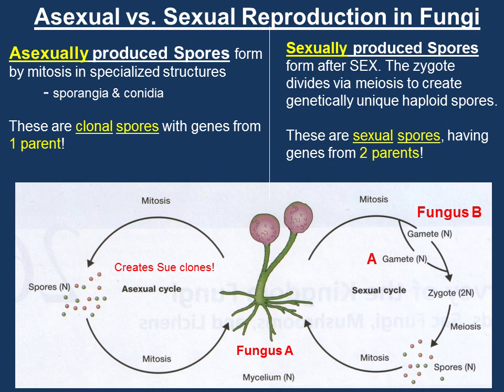fungus. Timing is important for sex. Sex occurs only when two genetically different hyphae contact, and environmental conditions are favorable. This is unlike algae. If you remember, they only did sexual reproduction in unfavorable conditions.